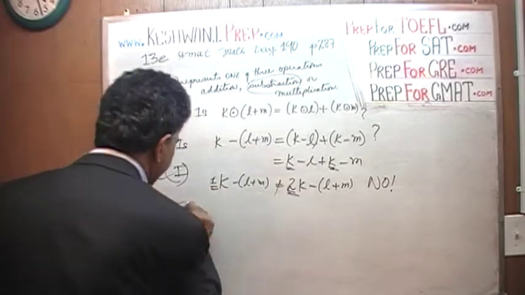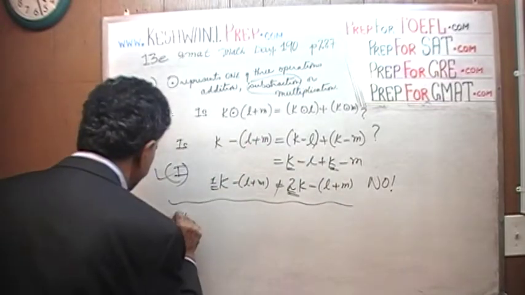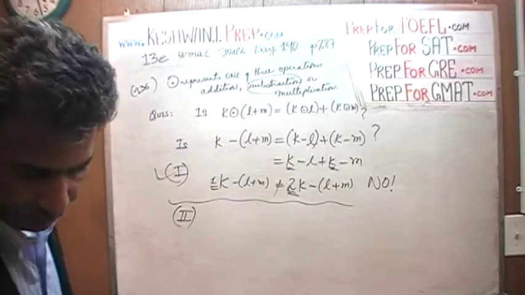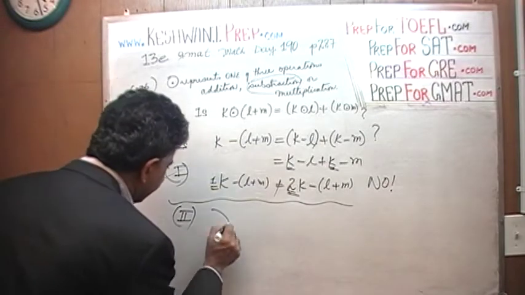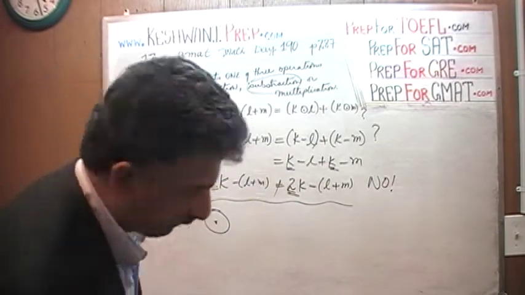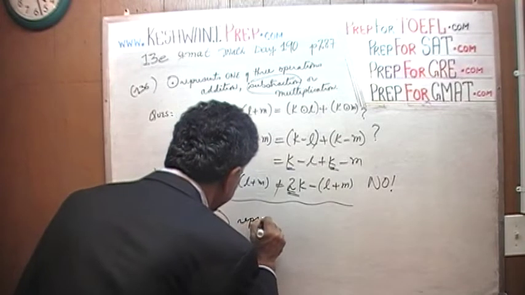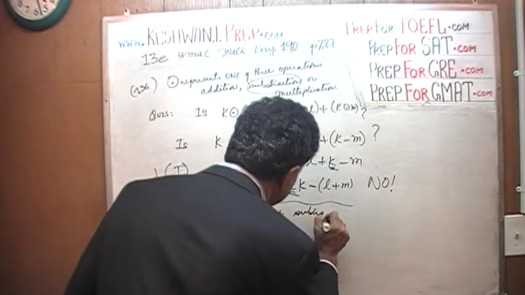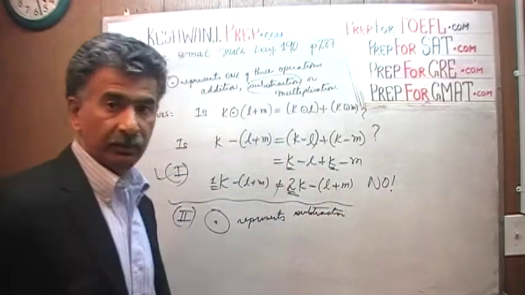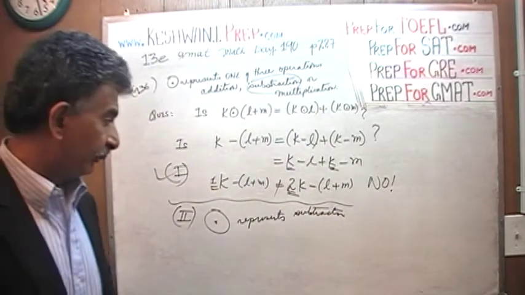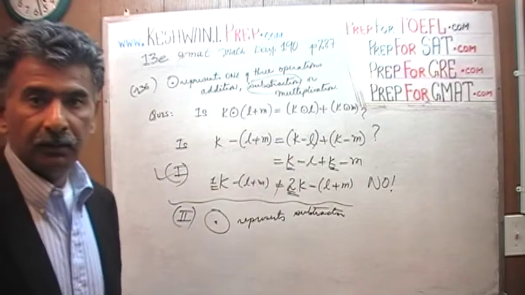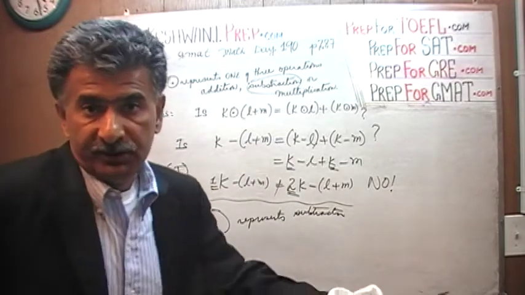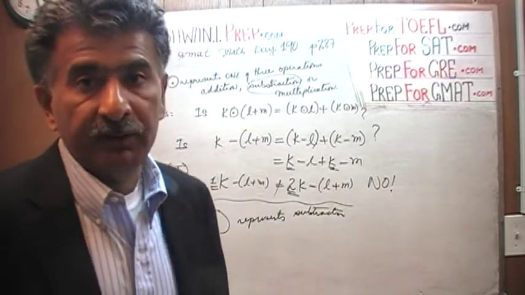Let's see what they give us in the second statement. In the second statement, they tell us that the circle with the dot represents subtraction. Well, that's very nice of them, isn't it? Circle with the dot represents subtraction. That's exactly what we found here, except here in the second statement, they just tell us outright that it's subtraction.